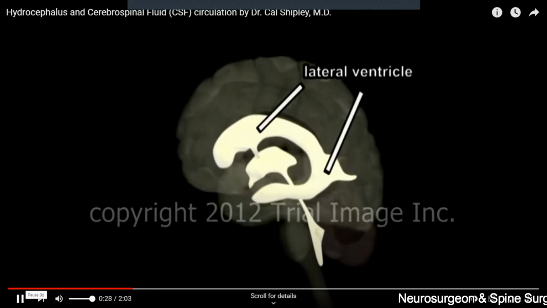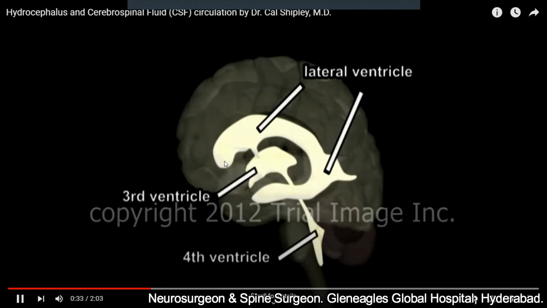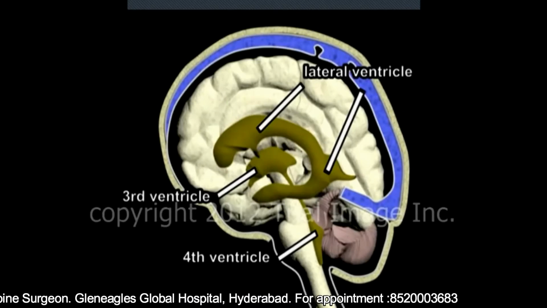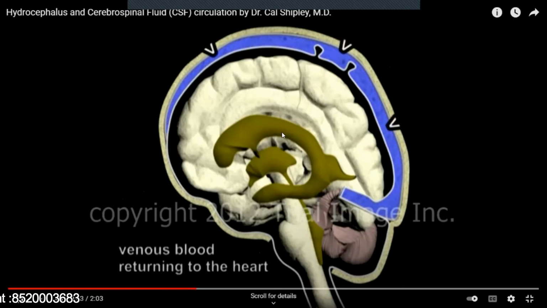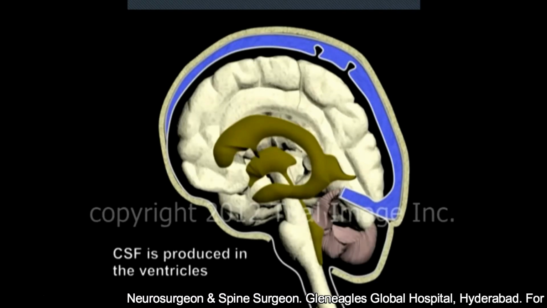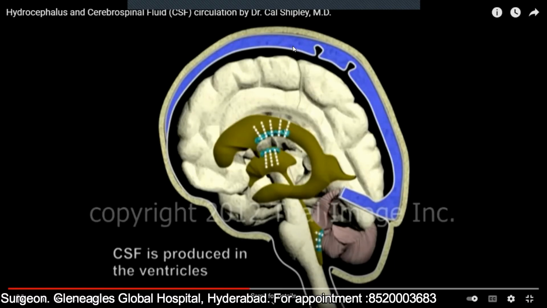You can see very clearly in this one. These are the lateral ventricles, which are ventricle 1 and 2. They are paired, so are called 1 and 2. The third ventricle and the fourth ventricle. Now see the entire skull. This is our brain. These are the ventricles. And see this blue one. This is the blood supply. This is the venous drainage of the brain. The blood from the brain is recirculated back into the heart through these veins.